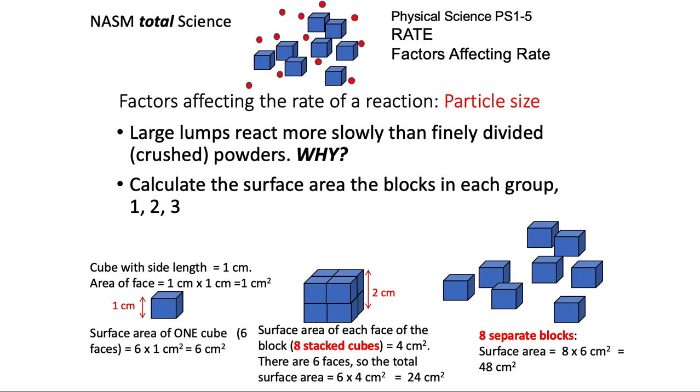And here we have, for a single cube, a single face is 1 centimetre squared, and we have 6 of them, so total 6 centimetres squared. When I put 8 together, remember you've got faces that are hidden. We're not counting those, it's only the outer ones, and we now have a face of 2 by 2, 4 centimetres squared, and again 6 around the cube, so 24 centimetres squared. 8 separate blocks, so that's 8 times the first one, 48 centimetres squared. So if you break something up, here it's shown you're doubling the surface area.